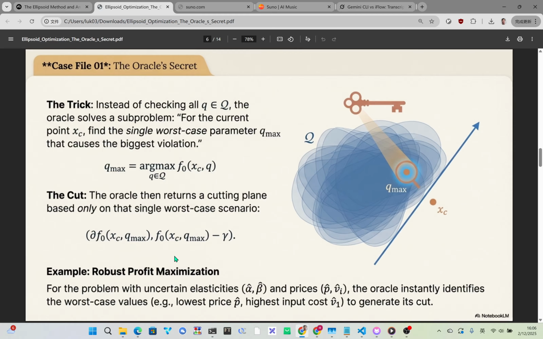Okay, here's my critical question on that. If the oracle has to solve a whole other optimization problem just to find that key q_max, how do we know we're saving any time? What if that subproblem is just as hard?